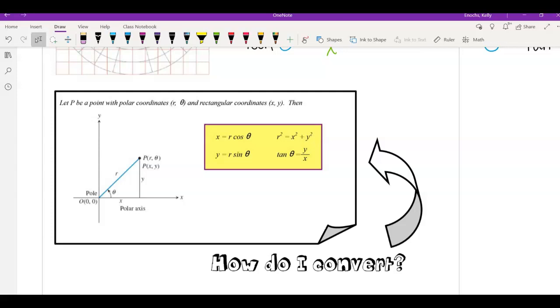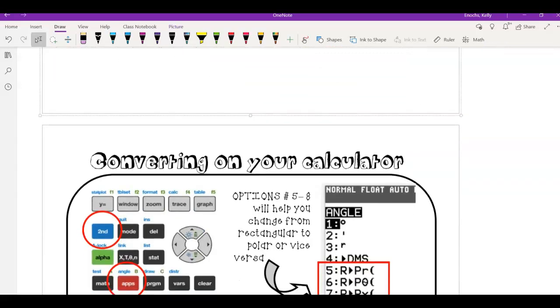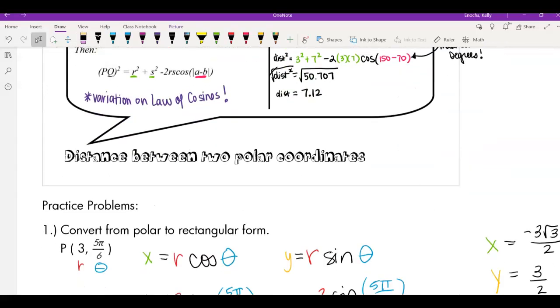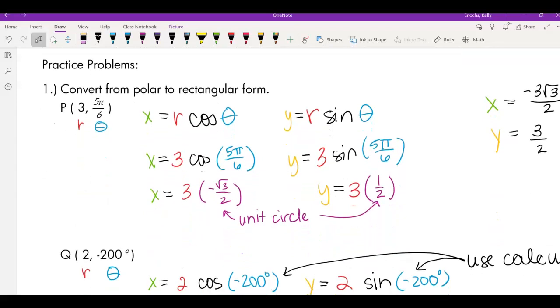Okay, so there's the functions that you'll need to know to be able to convert from polar to rectangular. All right, before we go to calculator, let's take a look at doing that. So here's my first problem. We're going to convert from polar to rectangular.